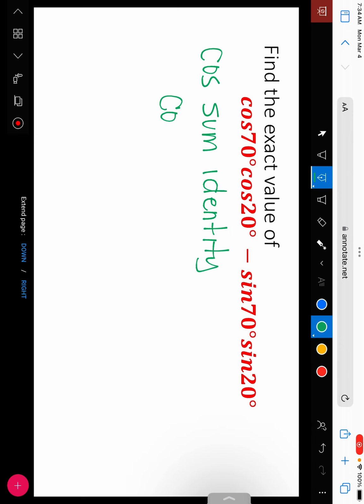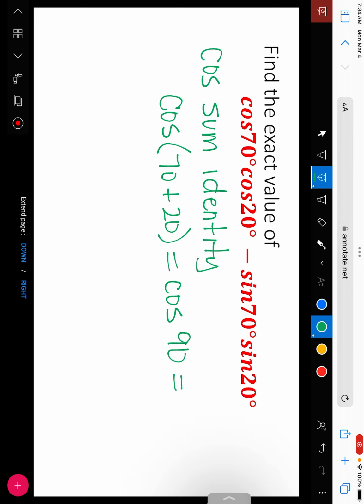So that means what this is asking for is the cosine of 70 plus 20, which is simply the cosine of 90. Go ahead, look at your unit circle. Tell me the cosine at 90 degrees.